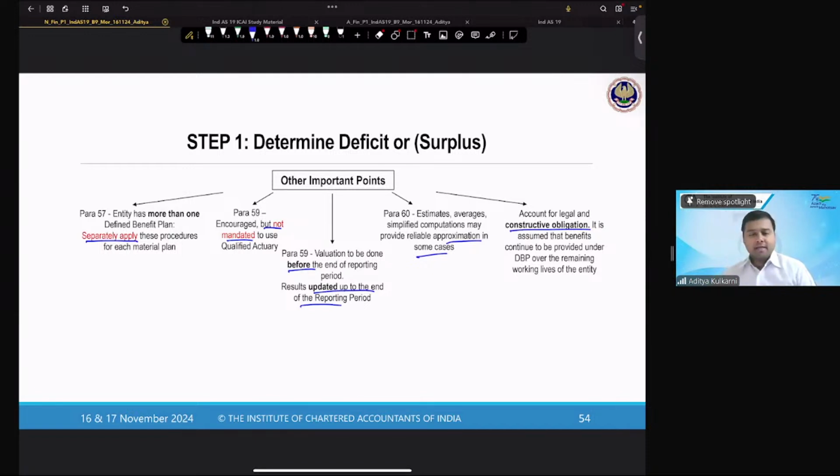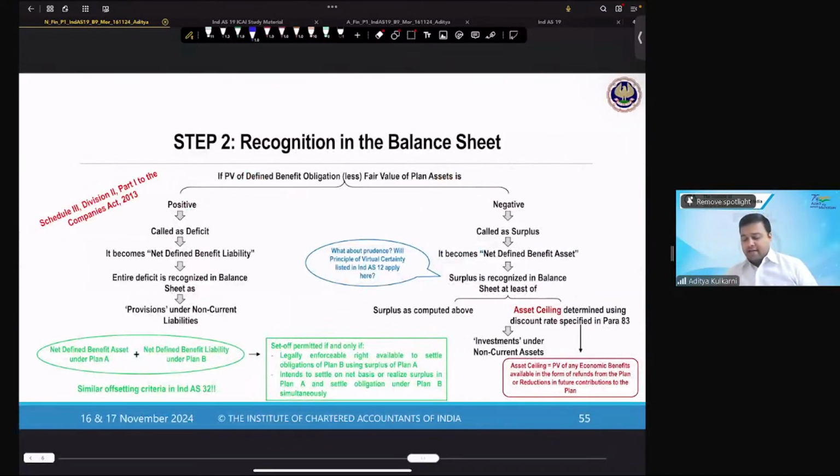Account for legal and constructive obligations. We saw what is constructive obligation. You may not have a legal paper to back it, but you have set expectations in the minds of the counterparty and you have no alternative other than to meet those obligations. So we call it constructive obligations. It is assumed that benefits continue to be provided under the defined benefit plan over the remaining working lives of the employees. Okay, so that is done.